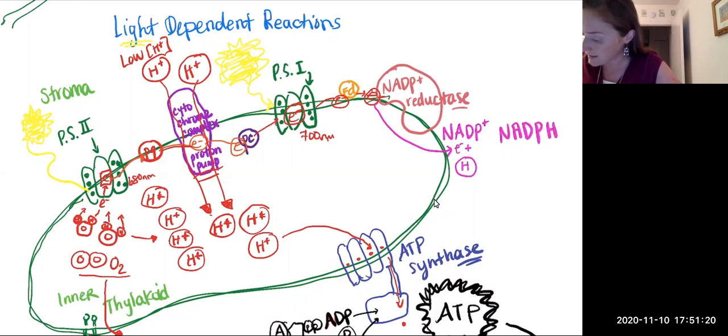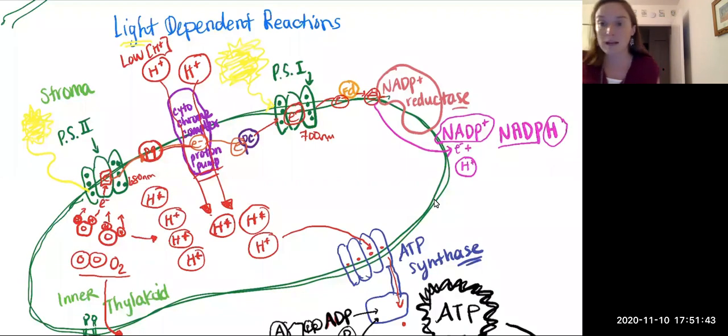Okay, so I hope you can see this molecule. I like to think of it kind of as an analogy, as an oven mitt. And it is going to carry something that's really high energy that you wouldn't want to touch with your bare hand. That is this high energy electron. So NADP is carrying a high energy electron and proton, 2 protons, to be NADPH.